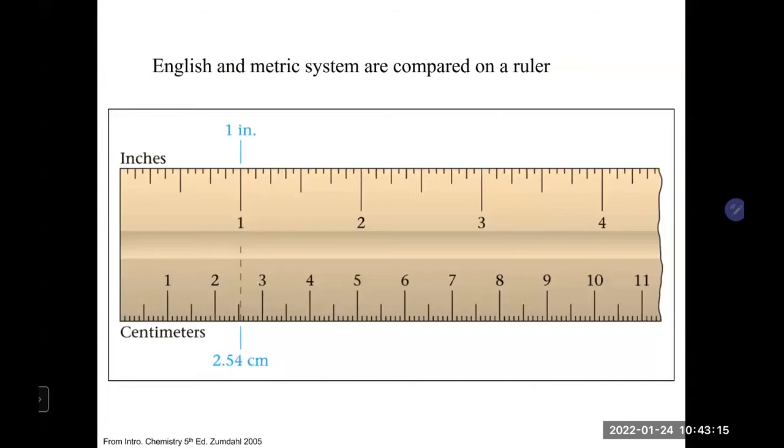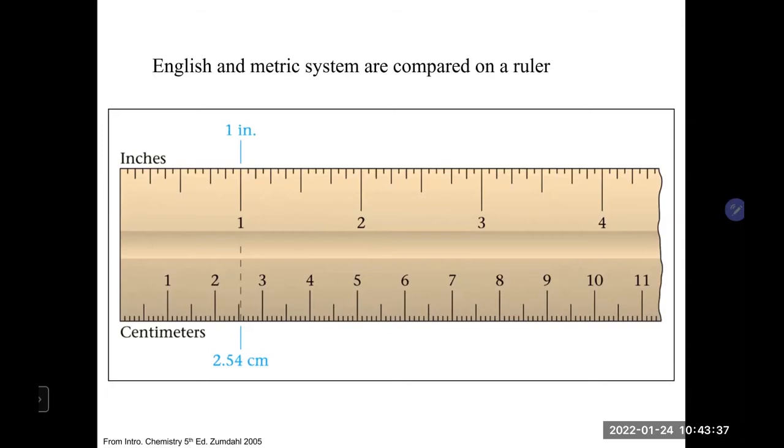So here's a conversion, or the difference between, say, English and metric. This is a ruler, by the way. It's good to know. On the top are inches. On the bottom are centimeters. The little dashes are millimeters. So 10 millimeters to a centimeter.